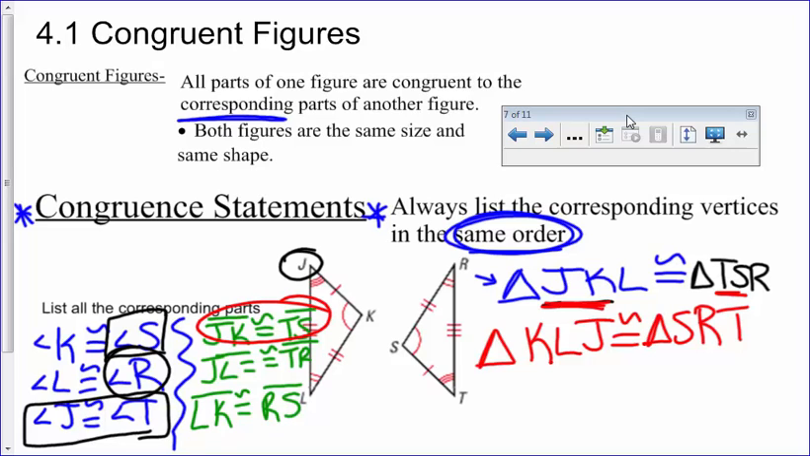And so those two sides are congruent. KL and SR are congruent. And then finally you have JL and TR. So by matching up the angles, the sides automatically match up. Okay, so that's a congruent statement.